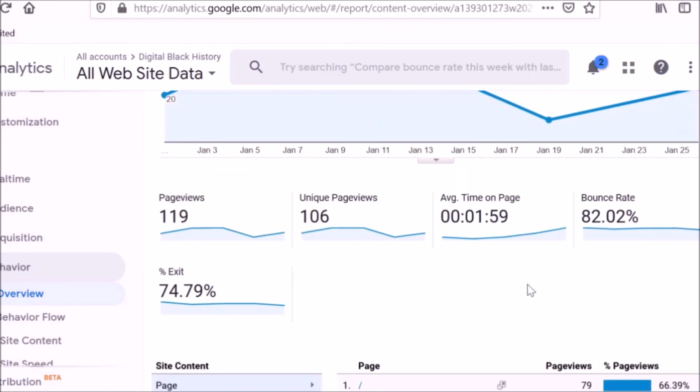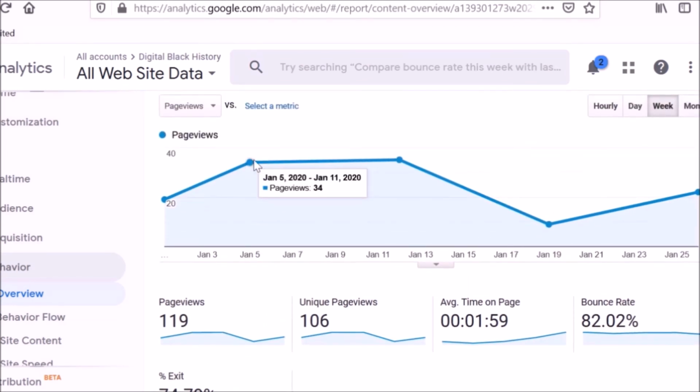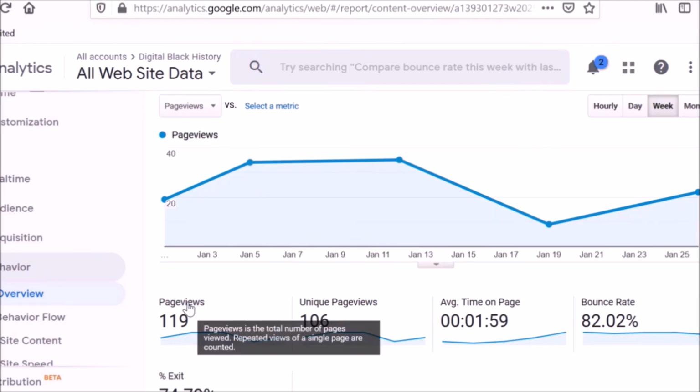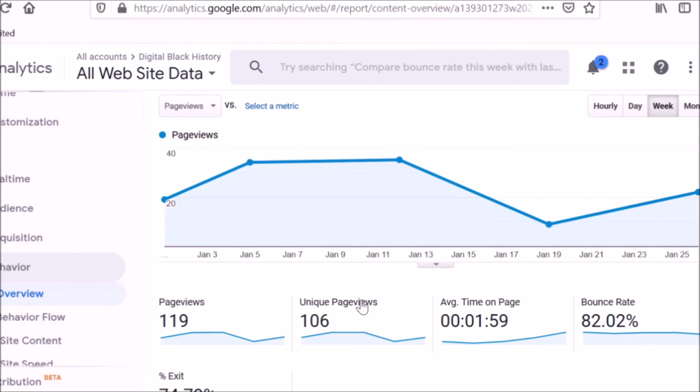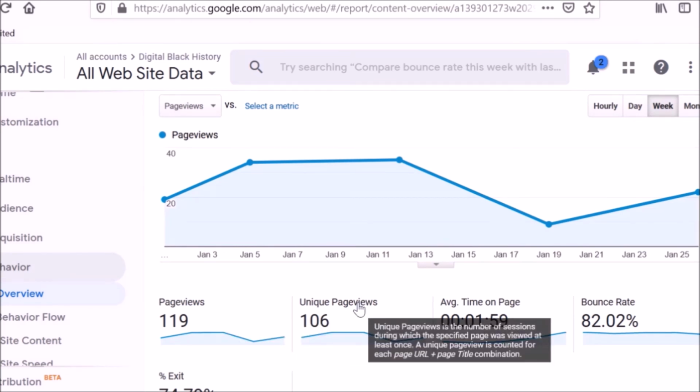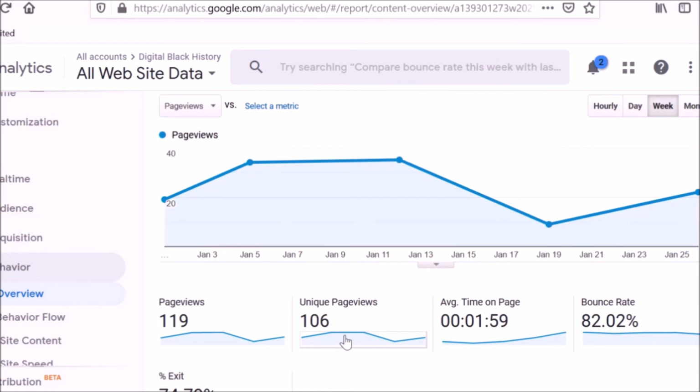At the bottom here, we have some other small graphs. So this will show me the total number of page views. This is the same graph that's at the top here. Again, page views are the total number of pages that are viewed by a visitor to your website. You also get unique page views, which are the number of sessions during which the specified page was viewed at least one time. So you have the chart for that here.